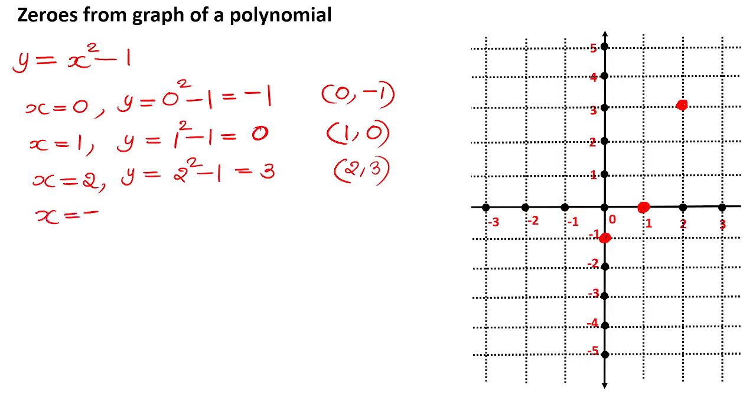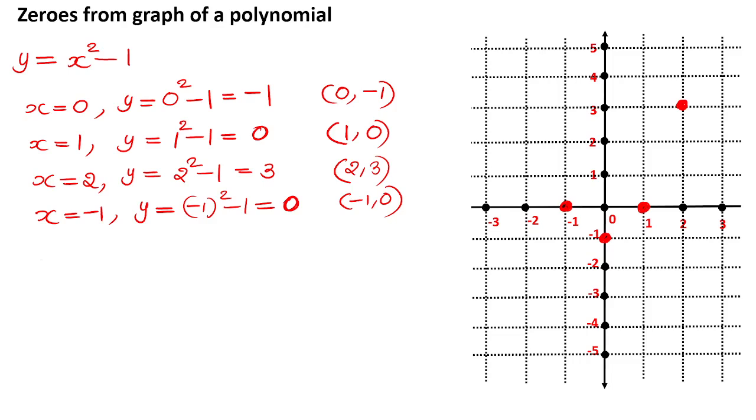If x equal to minus 1, what is y? Put x equal to minus 1 here. You will get minus 1 square minus 1. Minus 1 square will be 1, correct? 1 minus 1, 0. So when x equal to minus 1, y equal to 0. Minus 1 comma 0 is here, correct? Minus 1 comma 0 is here.